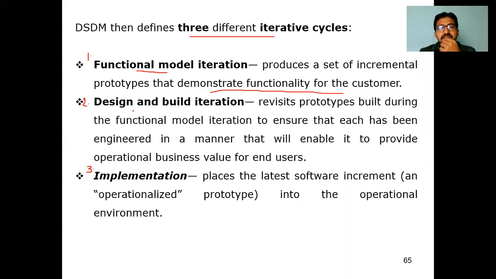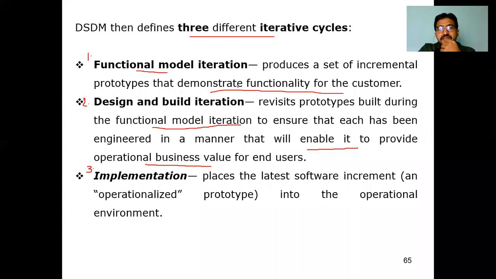The second iteration is design and build. In this iteration, whatever we have signed off in the functional model iteration has to be ensured in such a way that it is converted into operational business values for end users. Operational business values means how the cost of the project will look, the time duration, and instead of the prototype, how the actual product, the working model, will look, including the operational business values, the cost, and how it will vary. All such things will be done in this iteration.